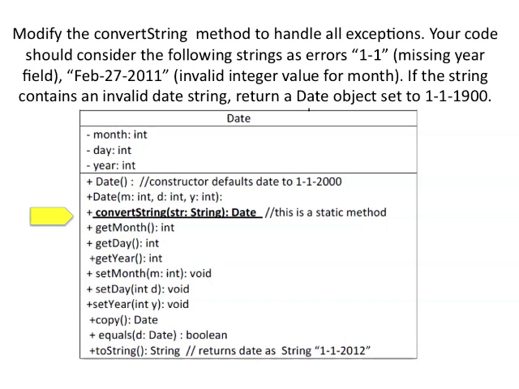Problem: modify the convert string to handle all exceptions. Your code should consider the following strings as errors: 1-1, because it's missing a year field, and February 27th, 2011, because it has an invalid integer value for the month. If the string contains an invalid date string, return a date object set to 1-1-1900.